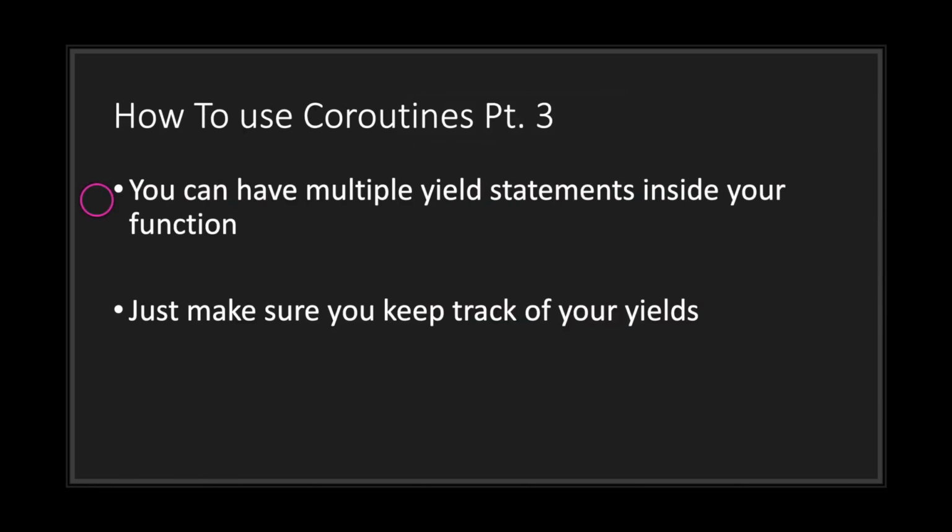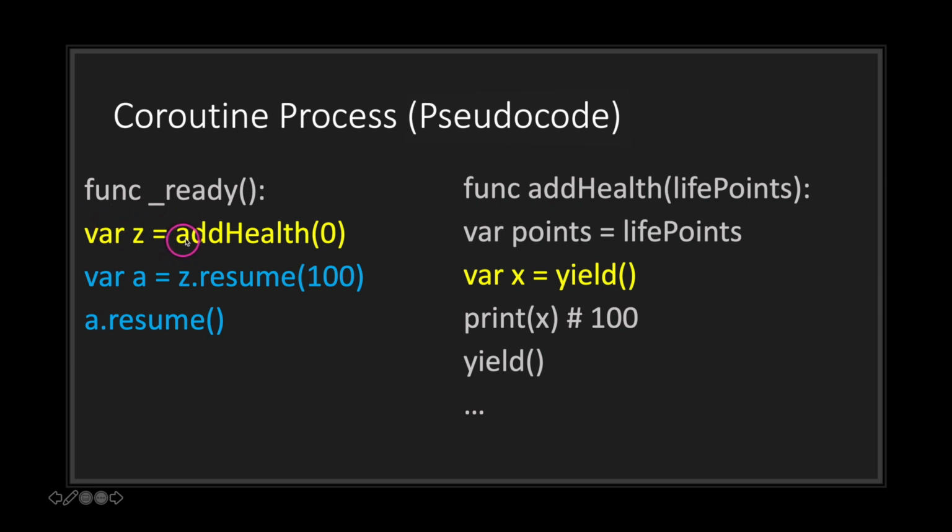Another thing to note in GDScript is that you can use multiple yield statements inside your function. Just make sure you keep track of your yields. So as you can see here, we again have our variable z, which will hold the memory object to our function state. As we're running, notice how we run into our first yield. We come back, we hit the resume, we pass that value 100 to the variable x. We move to the next line of code, to our second yield statement. We come back and notice how our resume is going to pass back another memory object of our function state to a variable a. And then our a variable is going to go ahead and use the resume function. And then we're just going to continue on with our code.